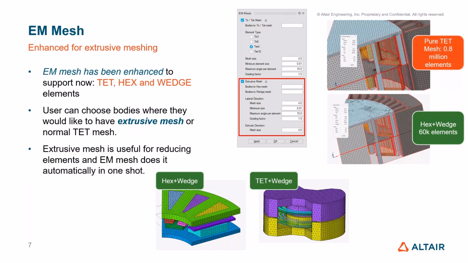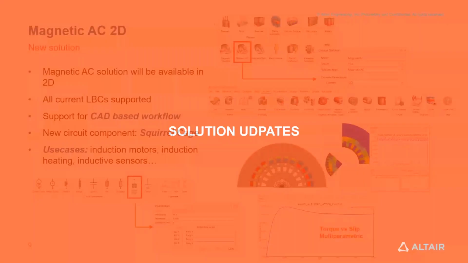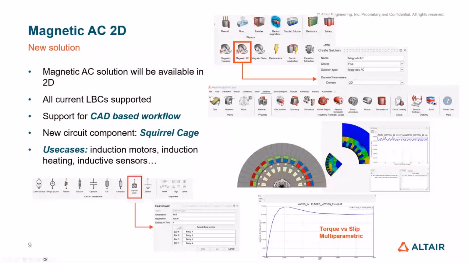The next feature can be considered as solution updates. Finally, the magnetic Steady AC solution is now available also in 2D, which allows the user to speed up the solving, considering sinusoidal quantities in the domain, for induction motor and induction heating cases, for example. In this regard, the squirrel cage component is now available to simplify the circuit design in case of induction motor. You can see the new component available in the list.